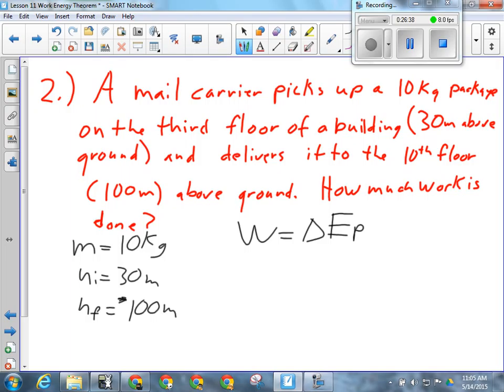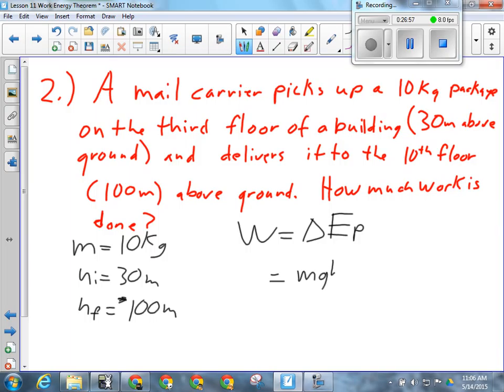Okay, how much work is done? All right, well, it says here in my formula that work is a change in energy. So I don't even have to do the force times distance stuff here, do I? Which is good because I wasn't given either one. Okay, it'd be pretty difficult to do it that way. All right, so work is a change in potential energy.